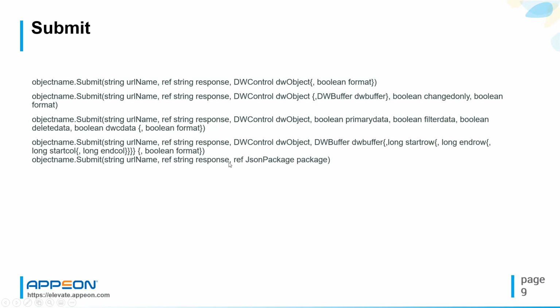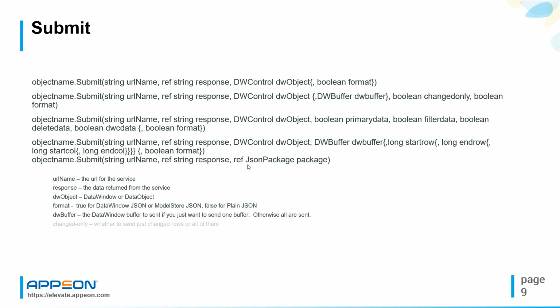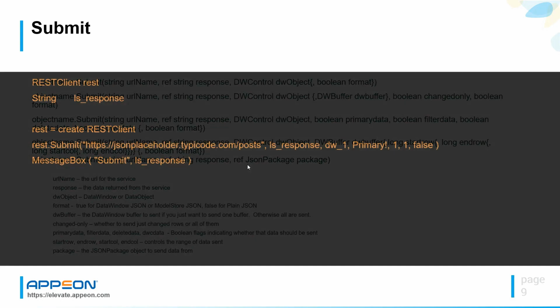And then this last one is for if you want to use the JSON package to send the data rather than data window control. That's everything I was just talking about earlier, right there.